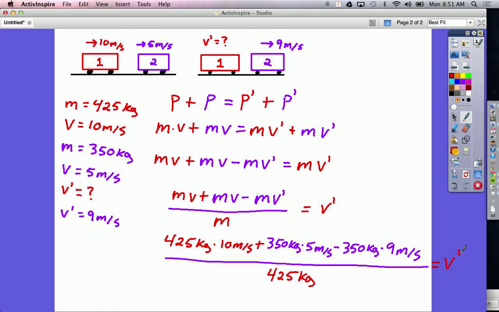I'm out of room to write that in the bottom, so I'm going to write it in the top right corner. But I know, once I plug that into my calculator, that the red car, after the collision, is going to have a speed of 6.7 meters per second. And that will be to the right. It will continue to move toward the right following the purple car.